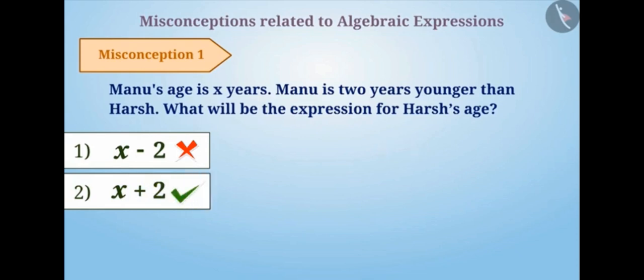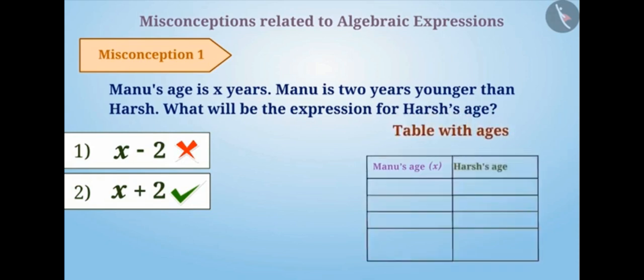Here, x plus 2 is the right answer. To obtain the correct expression, it is very important to understand the given information. Here, you can create a table for the age of Manu and the age of Harsh. Harsh will be 3 years old when Manu is 1 year old. Harsh will be 4 years old when Manu is 2 years old. And similarly, the table can be extended.